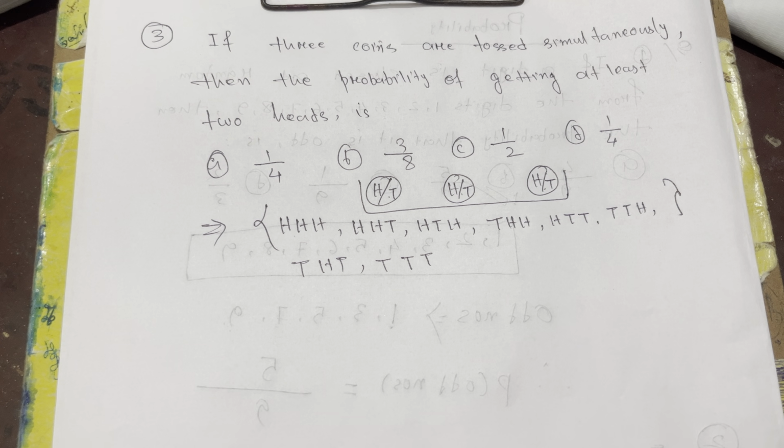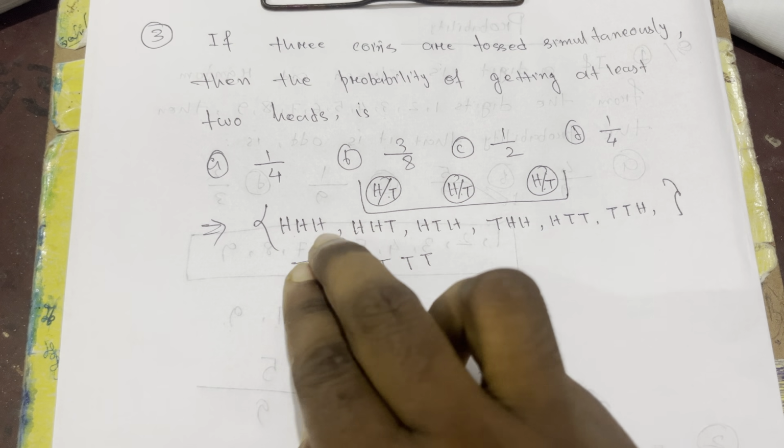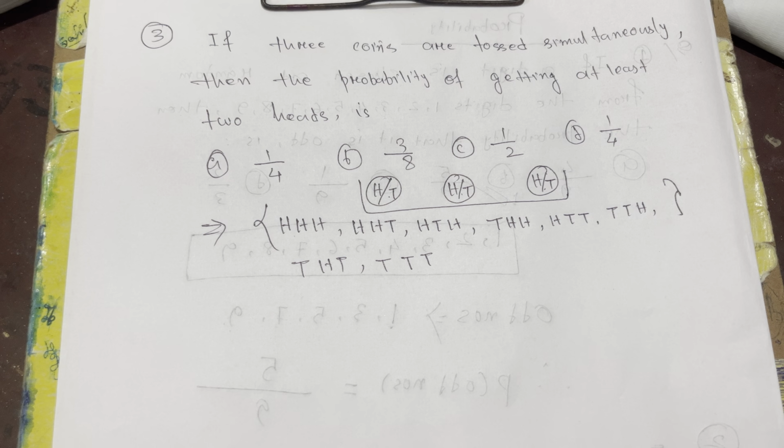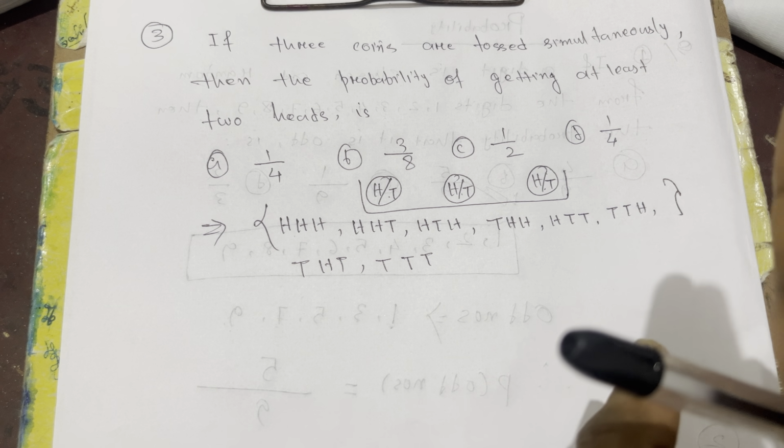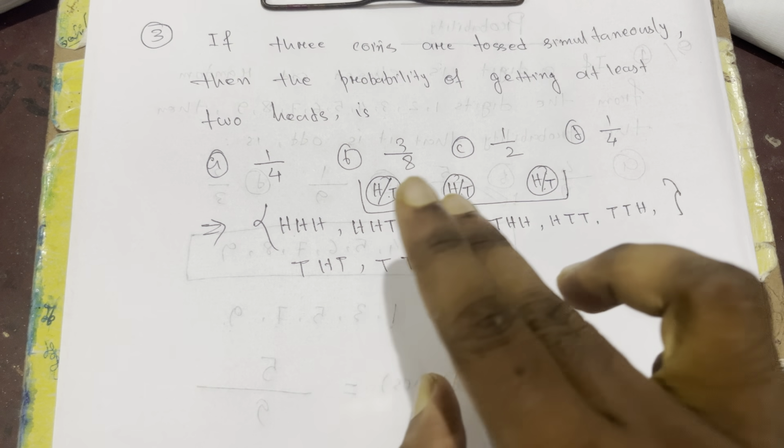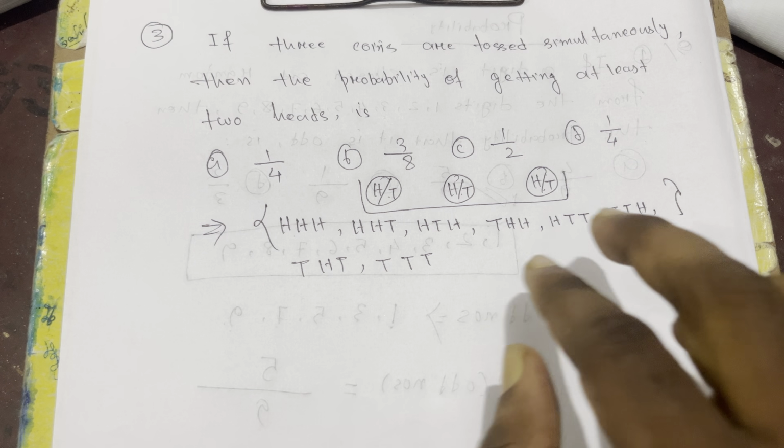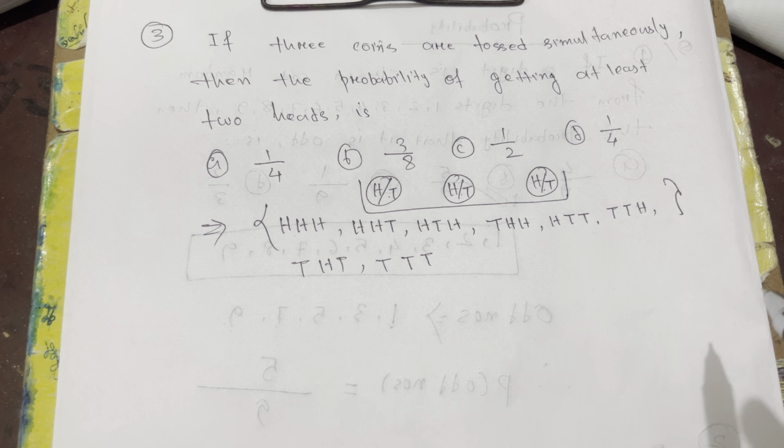So how many chances are there? There are 8 chances. So if you throw three coins together, only 8 outcomes will come from here. Please remember this, because this question will come in the exam most of the time. So if you throw 3 coins together, we get 8 outcomes.